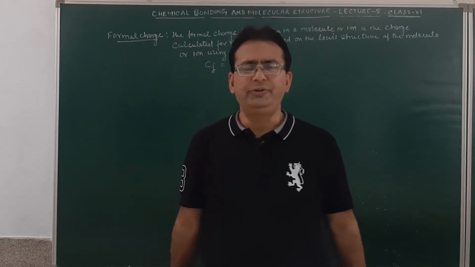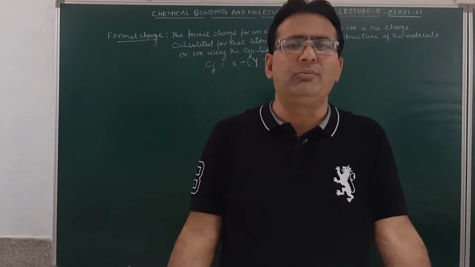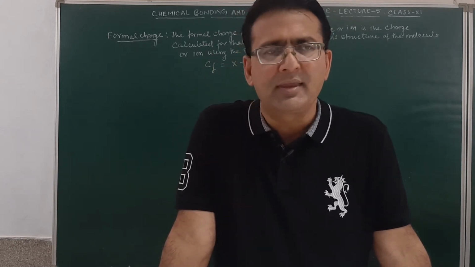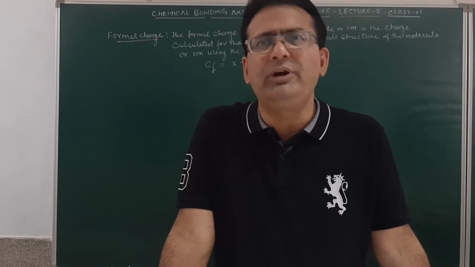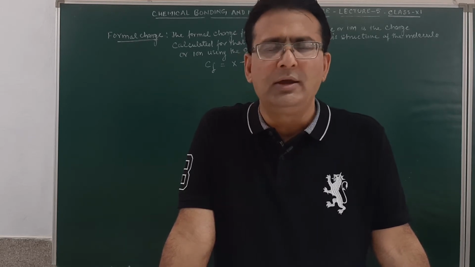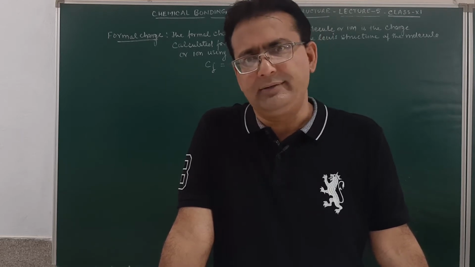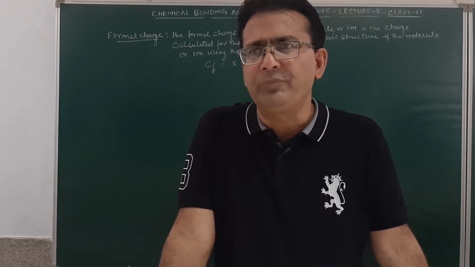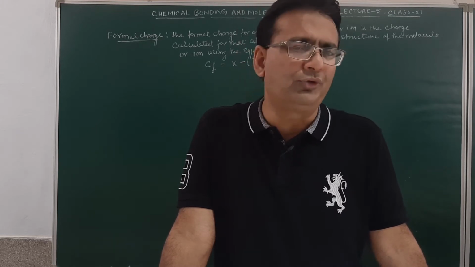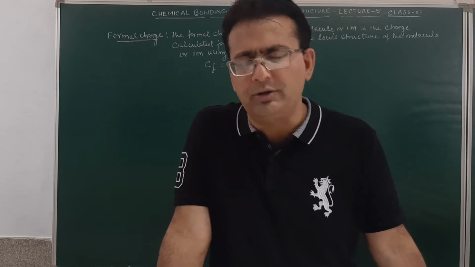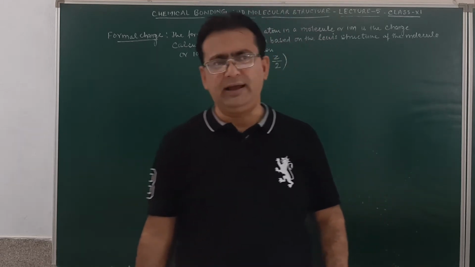Good morning, students. In our previous lecture on chemical bonding and molecular structure, we discussed the various rules for making the Lewis dot and dash formulas. I hope you have understood that. I gave you one question to solve in the notebook: to make the Lewis dot and dash formula for the phosphate ion and the sulfate ion. Hopefully you have done that.